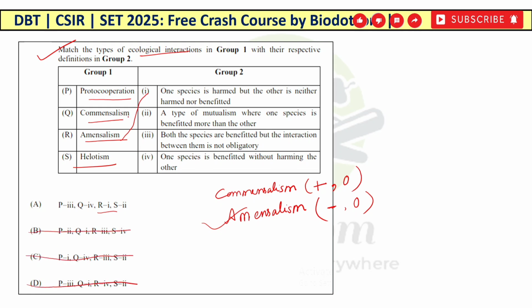Now let's find commensalism as well. A type of mutualism where one species is benefited more than the other? No, here one is benefited and the other is neither benefited nor harmed, so there is no question of comparison. This will not be commensalism. Both the species are benefited? That is also wrong. One species is benefited without harming the other: this will be commensalism, that is plus-zero. And amensalism is minus-zero, so Q is 4. Q with 4 is here. We had already found the answer.